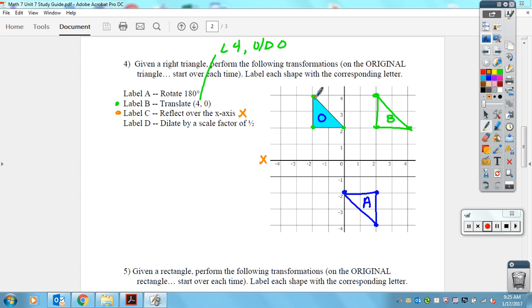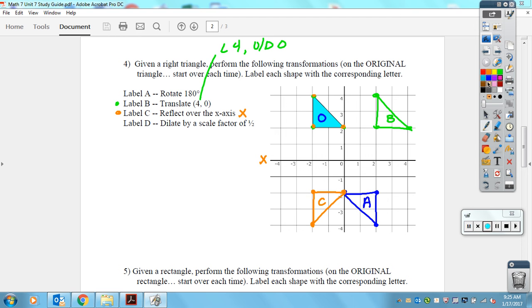So start each coordinate. 1, 2, 3, 4 to the mirror. 1, 2, 3, 4 away from the mirror. 1, 2 to the mirror. 1, 2 away from the mirror. 1, 2 to the mirror. 1, 2 away from the mirror. This upside down is C.